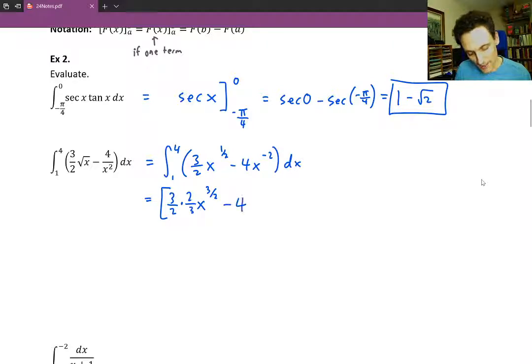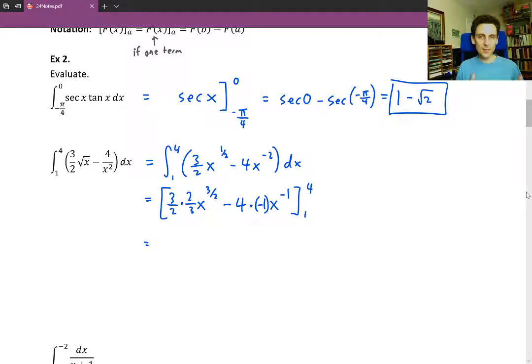So then here we have the negative 4 still here. We've got add 1 to the exponent gives you negative 1. Dividing by negative 1 is like multiplying by negative 1. So we end up with something like that. And then we put our limits of integration, 1 and 4 here, to remind us what we're going to be plugging in. But before we get there, let's take a moment to simplify.